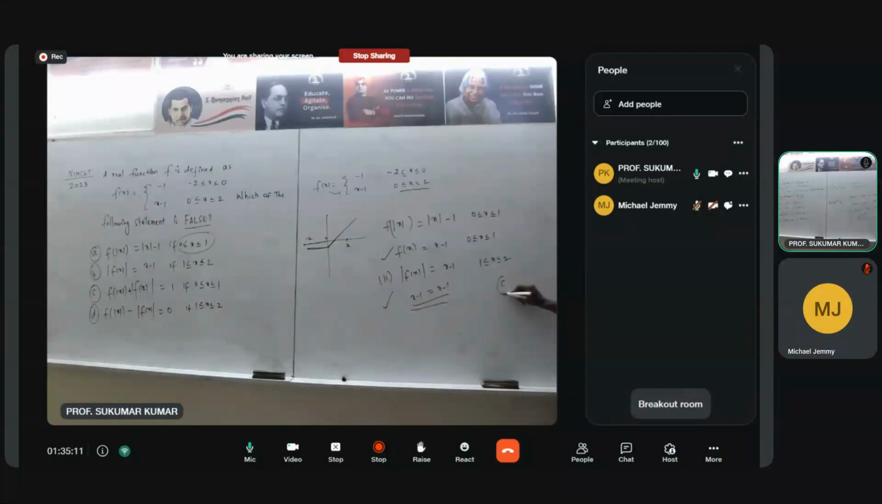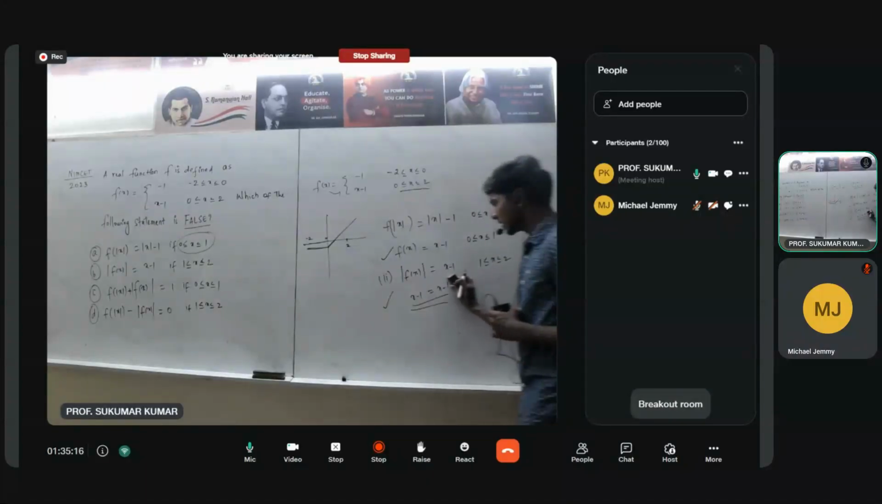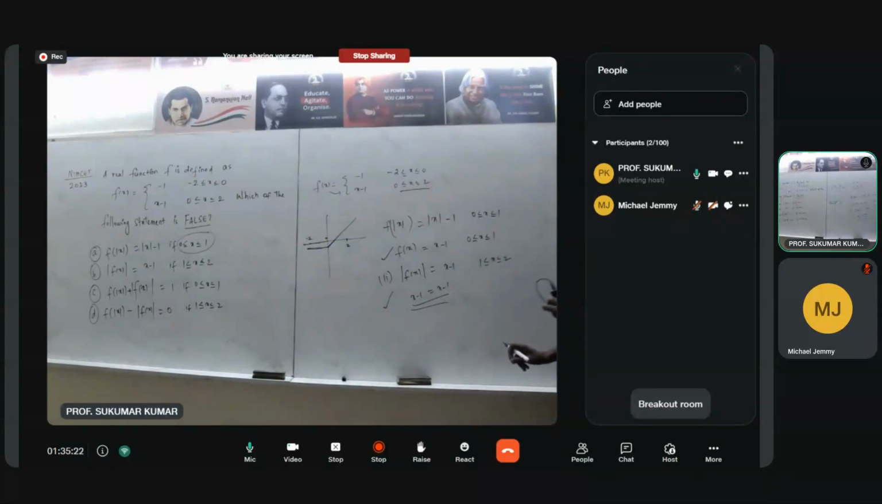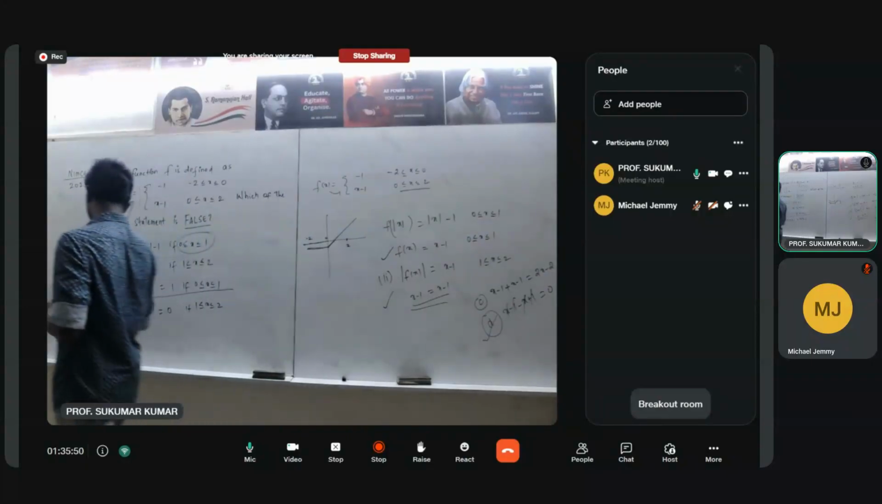And what is C? Option C is nothing but a combination of options A and B. So modulus of x, I've told you, is also x minus 1. So x minus 1 plus x minus 1 is 2x minus 2, but they have given it equal to 1. So definitely C will not hold. And what is D? Subtraction. So x minus 1 minus x plus 1 will come. Plus and minus get cancelled, it will be 0. So option D is also right. But which is false? C is false.